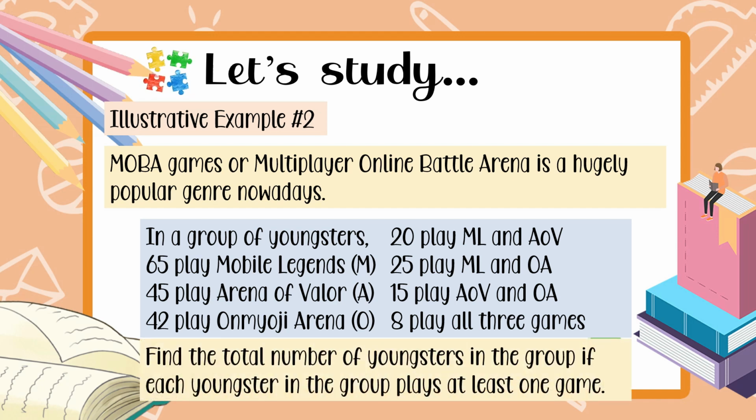Now the question, find the total number of youngsters in the group if each youngster in the group plays at least one game. Okay, so kung mapapansin ninyo, meron tayo ditong tatlong set. We have set M, set A, and set O. And kung mapapansin din ninyo, meron tayong intersection doon sa ating tatlong set. So, how are we going to draw the Venn diagram?